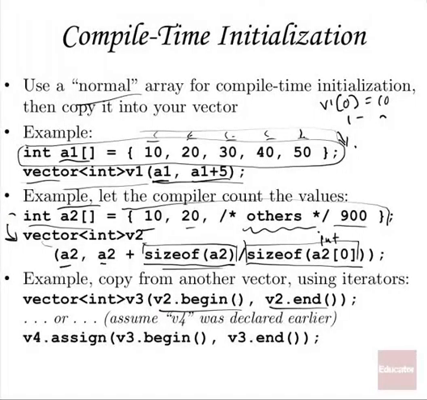Or if we assume that v4 was declared somewhere earlier in our code, we can use assign. So we declared v4 and we want to copy v3 into v4. We'll use assign to go from v3 begin through v3 end, and that will copy all of those elements from the v3 vector into the v4 vector.